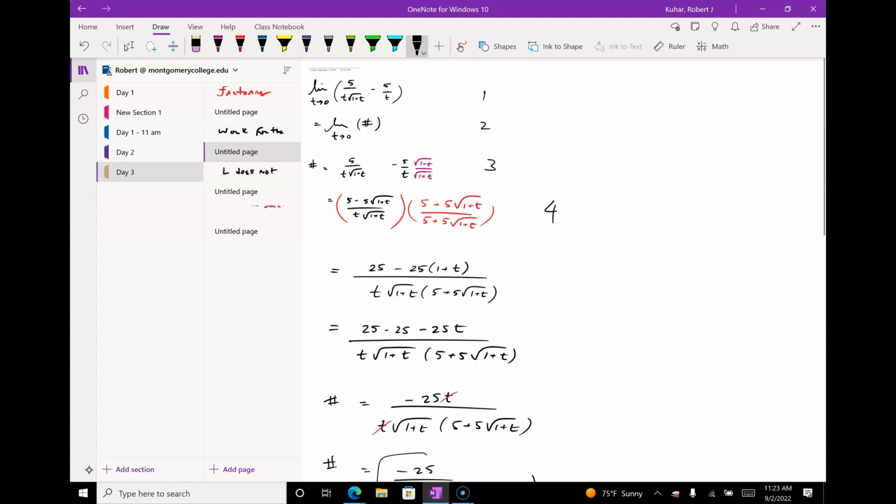Is there a radical in the denominator? Yes. Does it have a conjugate? Yes. Will it help me? No. This is t times the square root of 1 plus t, plus or minus 0. That conjugate isn't that useful. It's not going to drop out middle terms. I think that's what you're getting at, right?